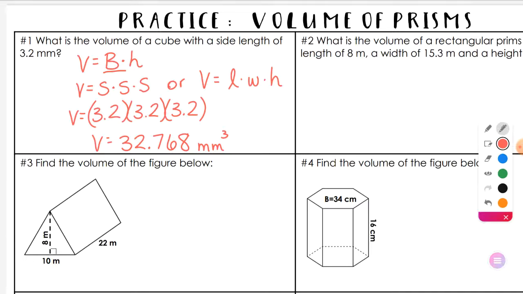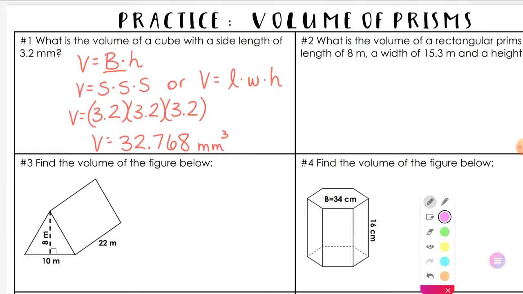Okay, let's look at number 2. What is the volume of a rectangular prism? I'm missing a word. With a length of 8 meters, I think there's a typo there. Is there a word after? It says rectangular prisms with a length of 8 and width of 15.3. And a height, I'm missing the next one. 6.5. Okay. So highlight the word volume and prism spelled incorrectly.